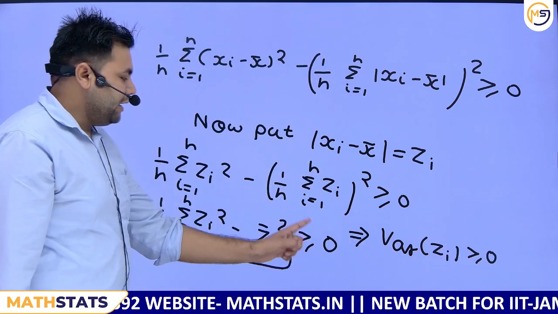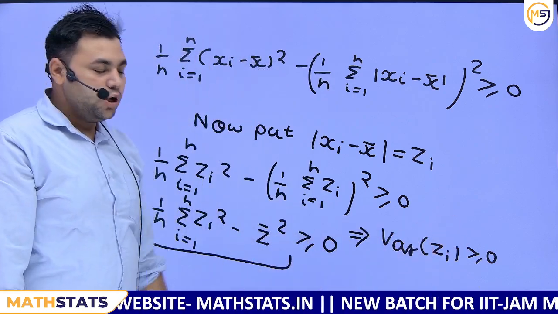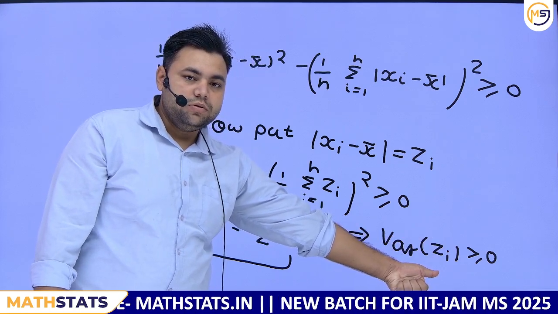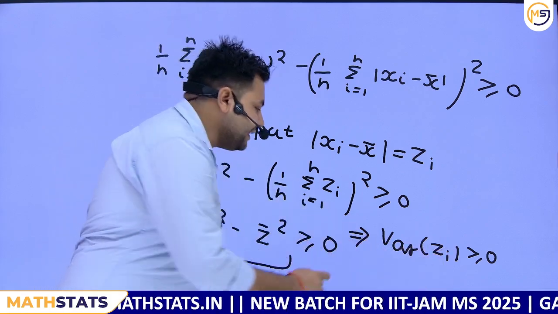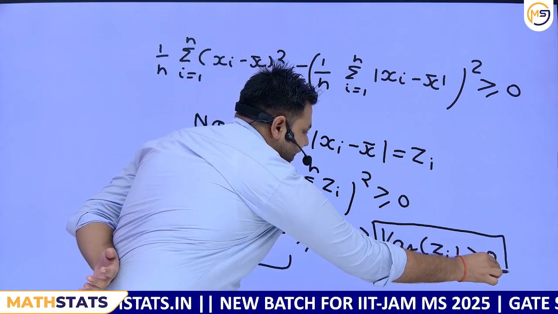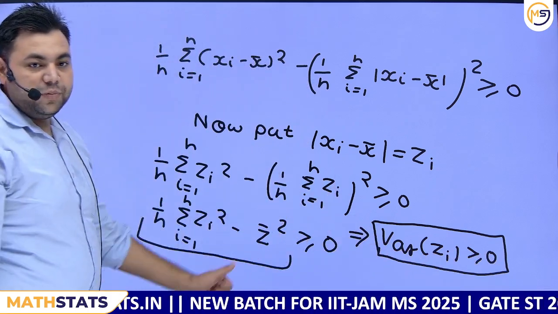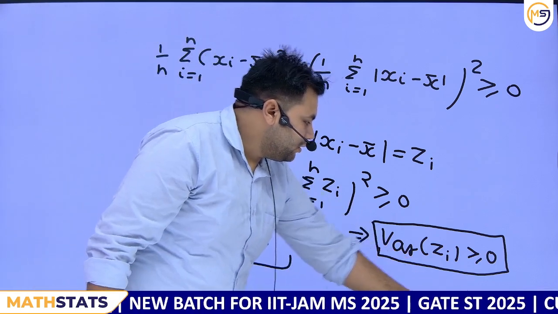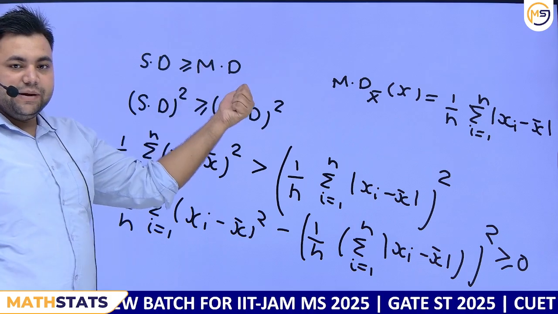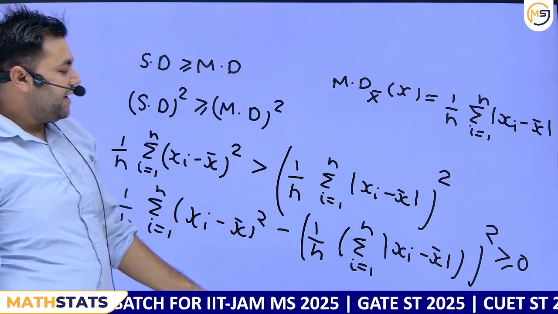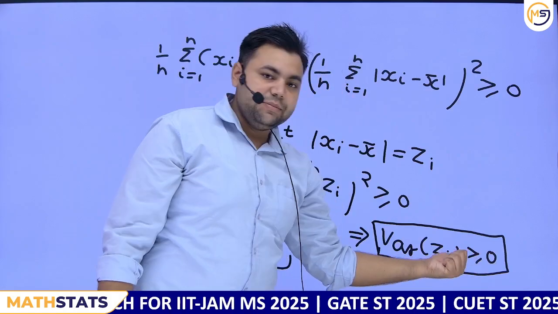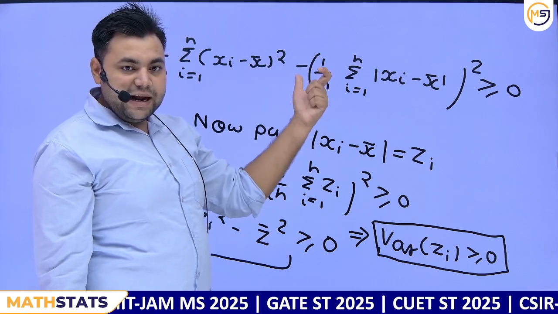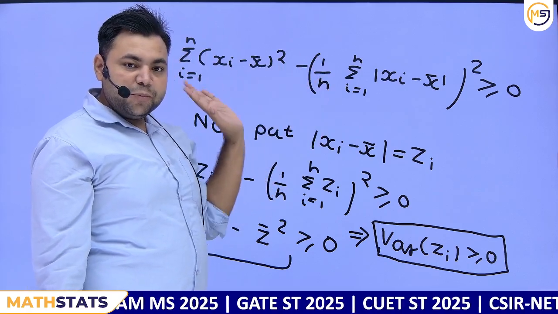We can find variance of zi greater than or equal to 0, which is always true. This quantity is always true, because this is a property of variance. So we can say we prove that SD is always greater than MD. Okay, SD is always greater than MD. We can prove this because we find a positive result which is always true. If we find a positive result which is always true, then that means what I am proving is right.